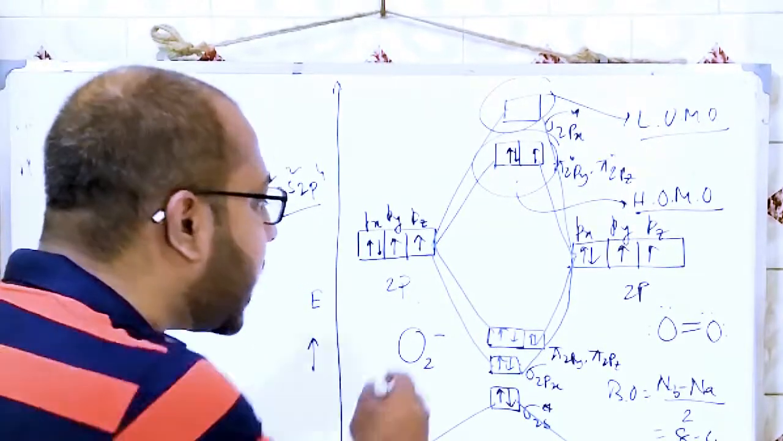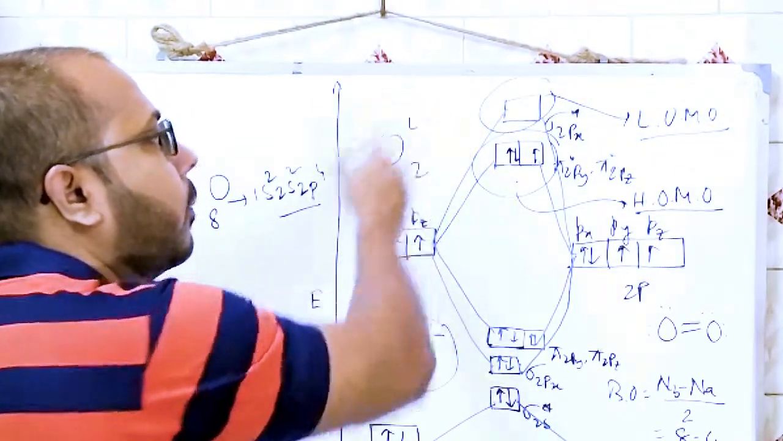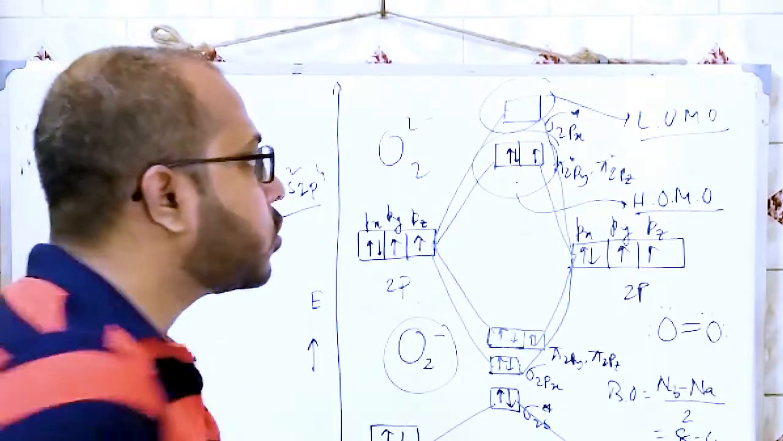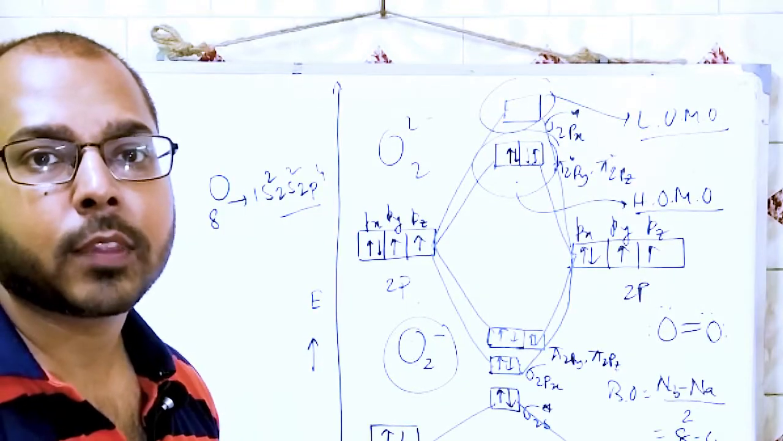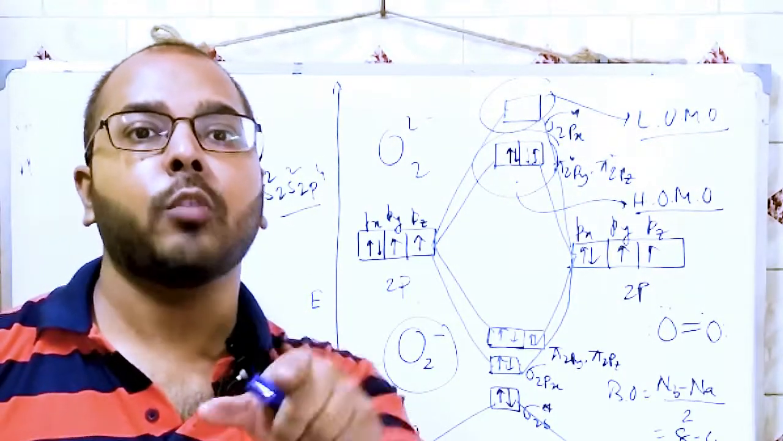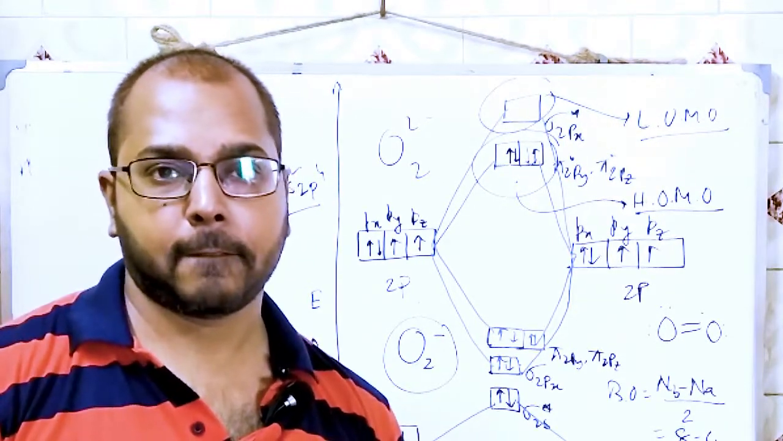But this is superoxide, so what is peroxide? Peroxide is this one, O2 2 minus. So O2 2 minus is diamagnetic in nature, because you can see that in the highest occupied molecular orbitals, all the electrons are filled. Got it?